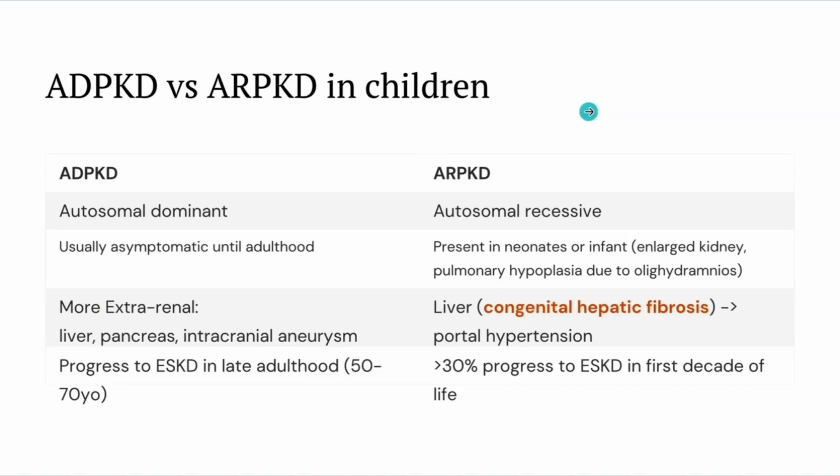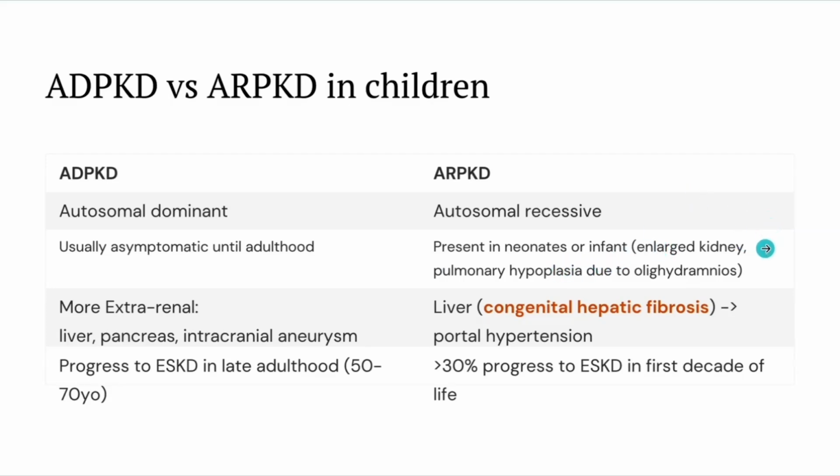All right, so you may have also heard of autosomal recessive polycystic kidney disease, or ARPKD. So what are the differences between these two in children? First of all, as the name implies, ADPKD is autosomal dominant, ARPKD is autosomal recessive. As I said, ADPKD is usually asymptomatic until adulthood. But for ARPKD, usually the symptoms are more severe. They can present in neonates or in infants.